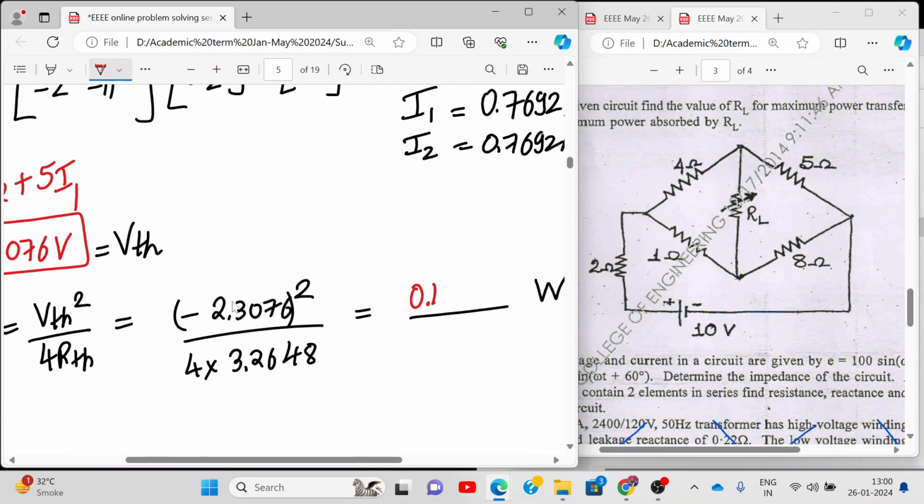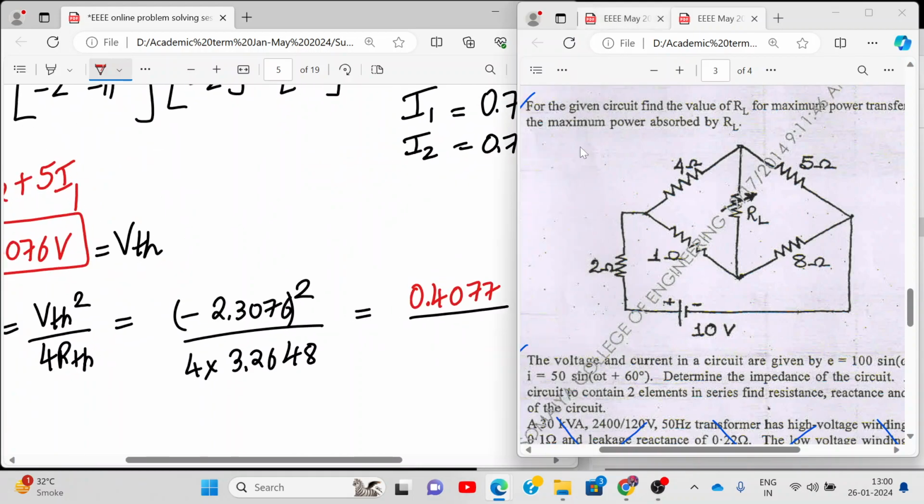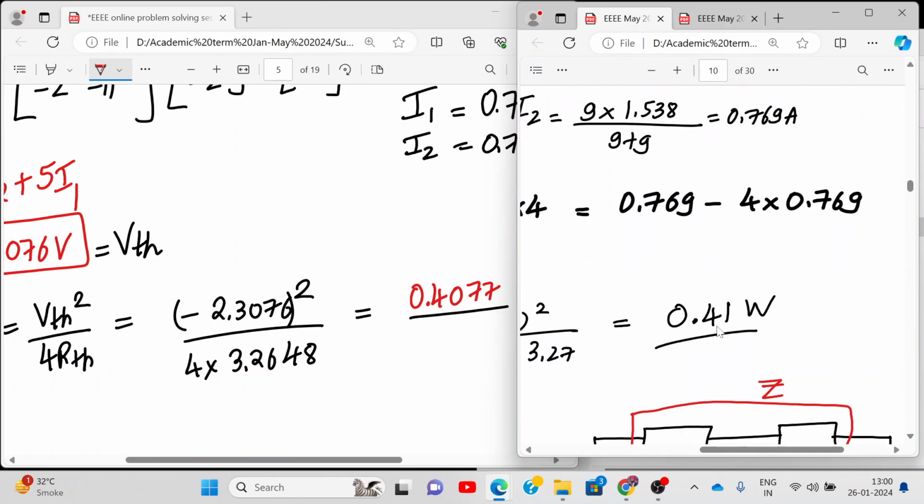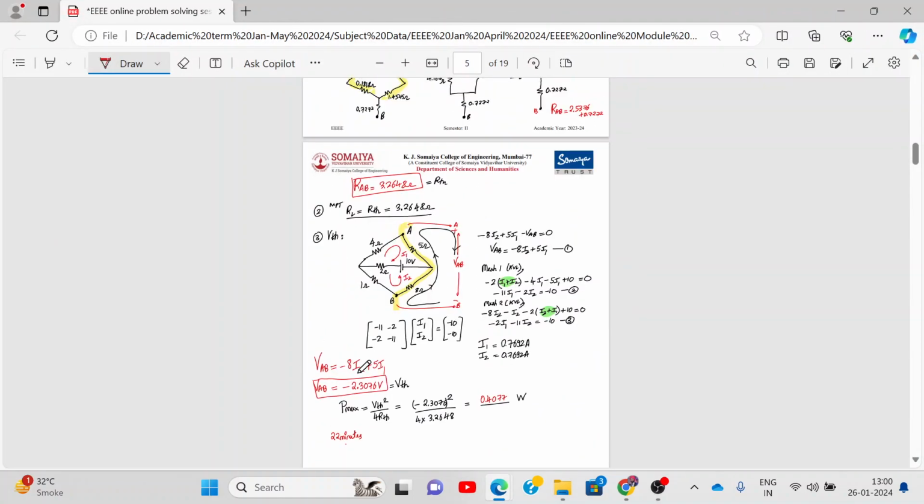0.4077. Let's cross check this. See, 4 point. So it's correct, absolutely correct. And we have taken 22 minutes.